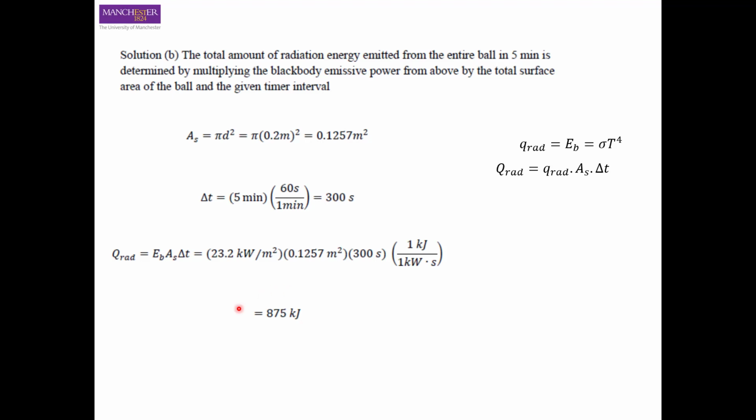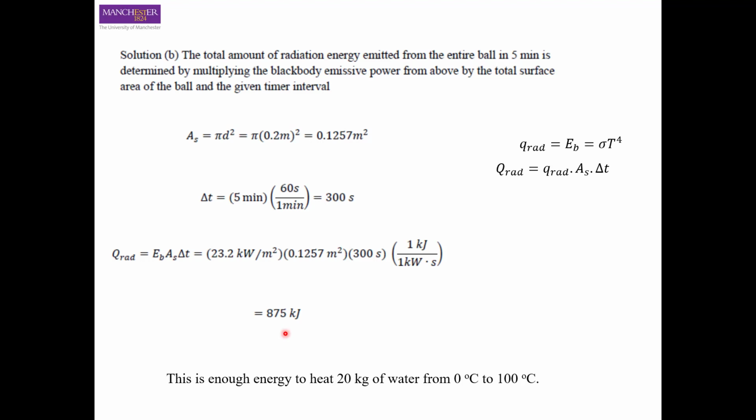Okay, so just to put into perspective what this number means, if you try to visualize it, it means that if you have 20 kilograms of water and you want to raise its temperature from 0 to 100 degrees centigrade, you would require this amount of energy. So you can see that this amount of energy is quite significant, and it is just coming out of a small ball of 20 centimeter.